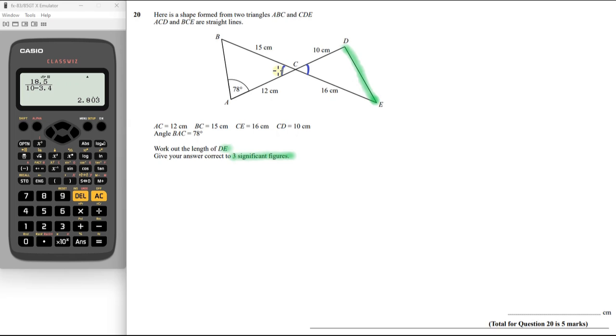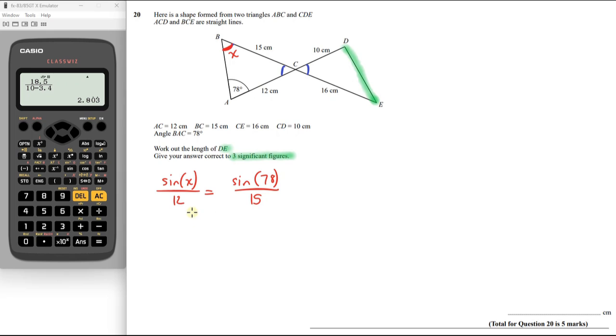Now we can use the sine rule to calculate this angle. So let's just do that in a different color actually to make it clear. So we can calculate that angle using the sine rule. So let's just call that x. So we can say that the sine of x over 12, well, that is going to be equal to the sine of 78 degrees over 15.